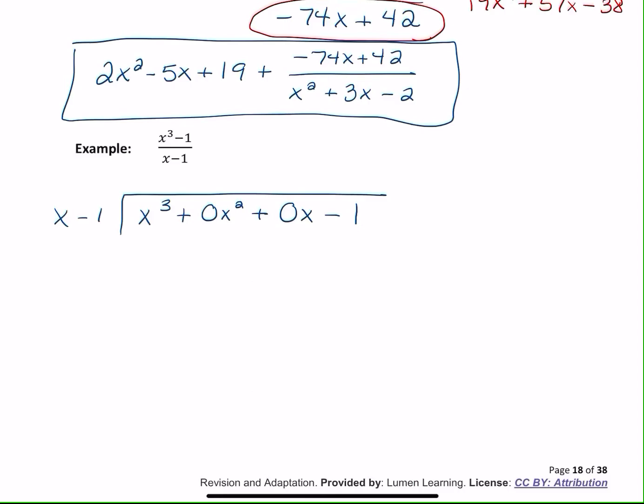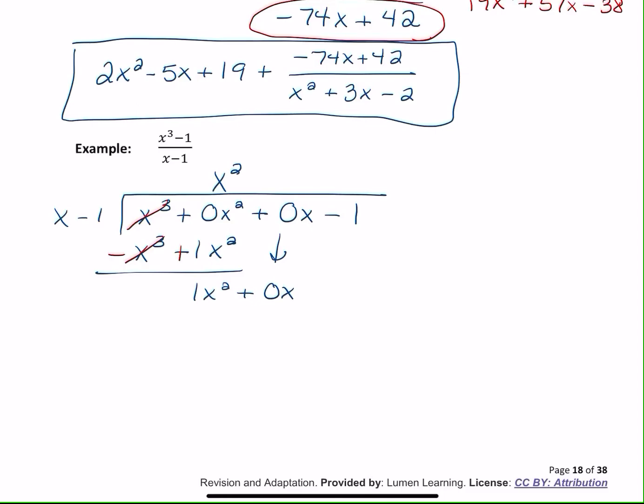How many times does x go into x cubed, or what do I multiply x by to get x cubed? That's going to be x squared. So x squared times x minus 1 will be x cubed minus 1x squared. Subtract. First terms will cancel, and that'll leave me with a positive 1x squared. Bring down the next term.